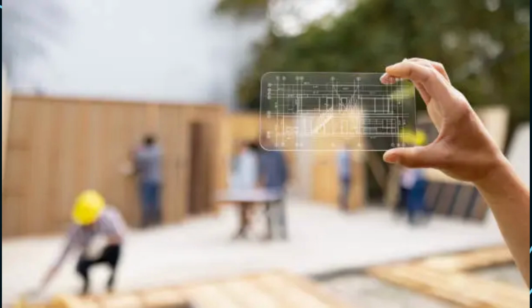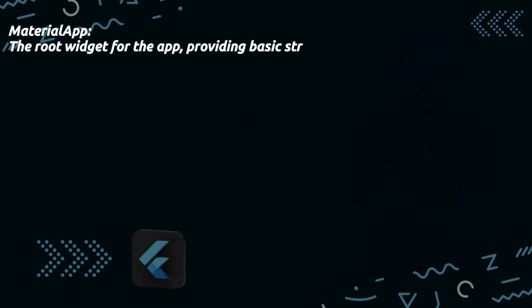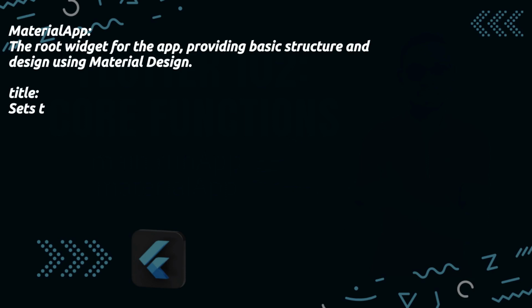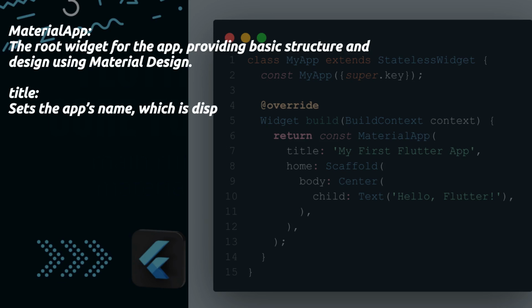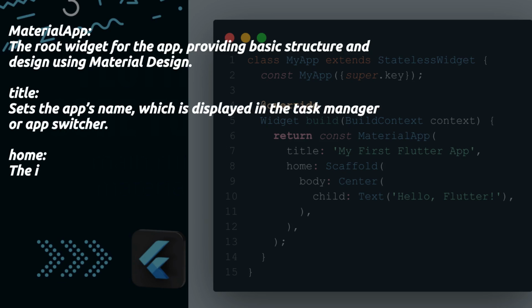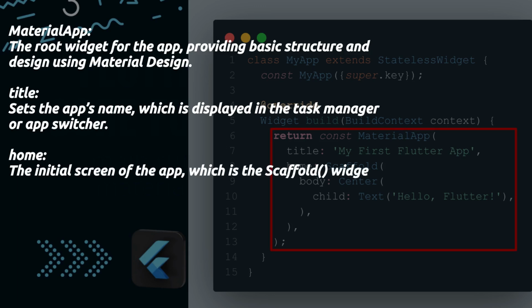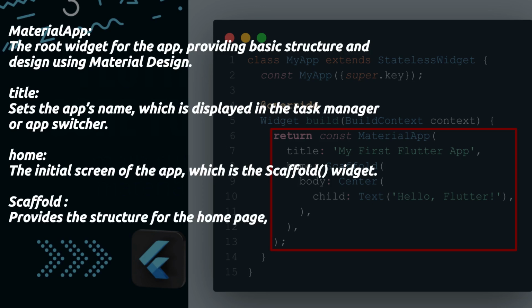Think of MaterialApp like a blueprint for your app's look and feel. It sets the stage for all the widgets that come after, including the app's theme, navigation, and UI elements. Here's what a typical MaterialApp looks like. MaterialApp includes properties like title and home. The title is the name of the app, and the home is the first screen users see.